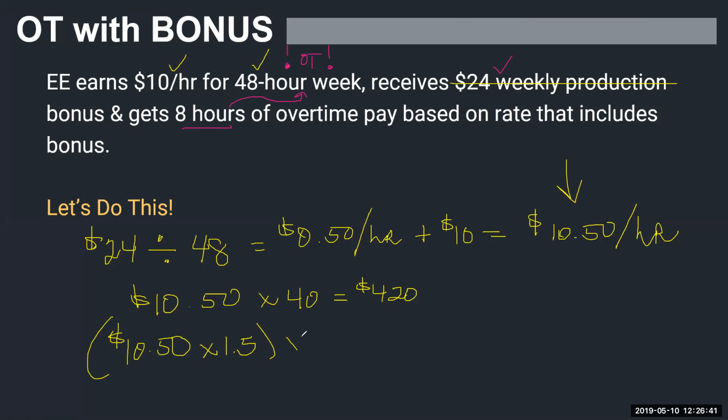Perfect. Well, this $15.75 is applicable to the overtime hours, which is 8. And so $15.75 times 8 is 126. Let me know if you get a different number. We add straight time and overtime together, and your total payout in this case would be $546.